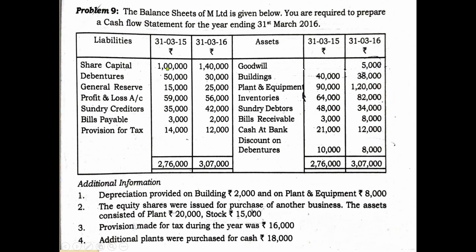Equity share, here in the question there is only share capital, and in the beginning it was 1 lakh. By the end it was 40,000 more. So it means during the year 40,000 shares were issued, and equity shares were issued for the purchase of another business. So that 40,000 might have been issued for the purchase. And for issuing the shares, we have bought certain assets such as plant 20,000, stock 15,000.